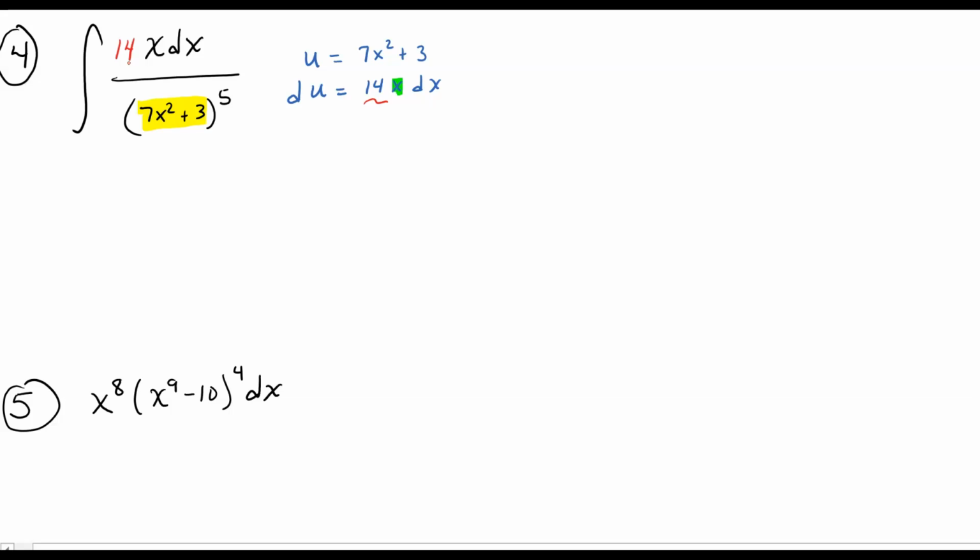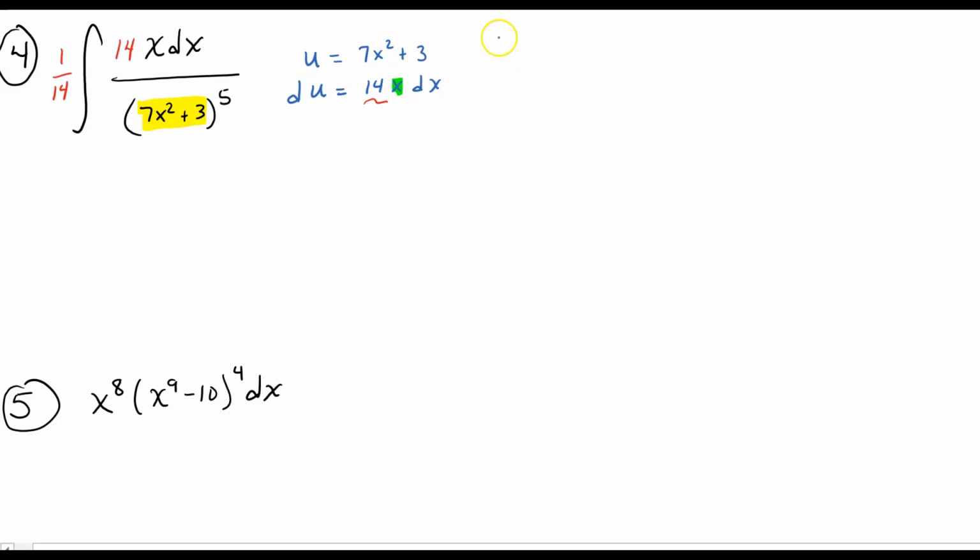The consequence of having that 14 there is that I must also have 1 over 14 on the outside because I cannot multiply the integral by anything other than 1. The other way to think about it is it's an accounting method. You have to account for everything that needs to be there, and then you make it happen. Accounting method, make it happen. Account for everything that you need. And now that I've done that, I have successfully picked out what I need for my substitution.